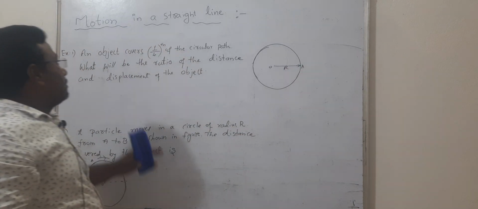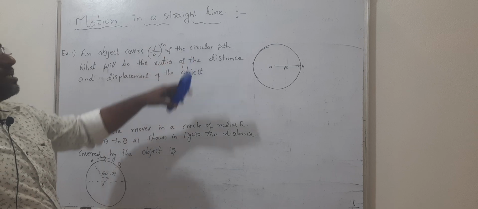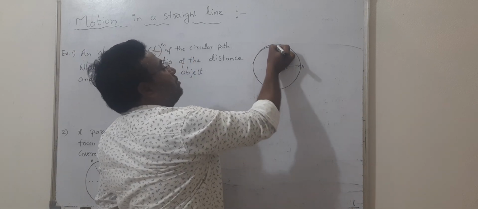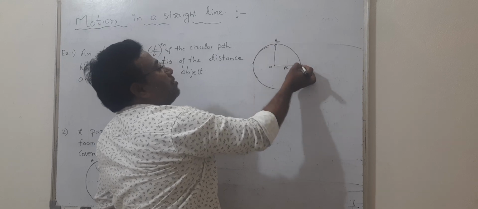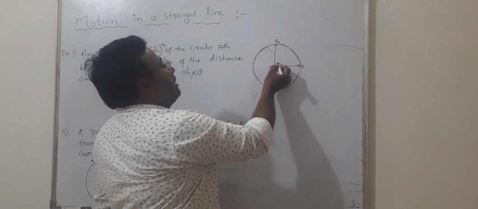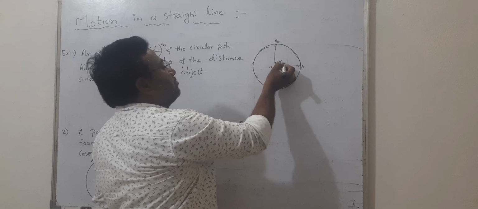How much is it traveling? An object covers 1/4 of the circular path. The total circular path is this much. 1/4 means it travels from here to here, to the point B. So what is the angular displacement? You can take the angular displacement as pi by 2.